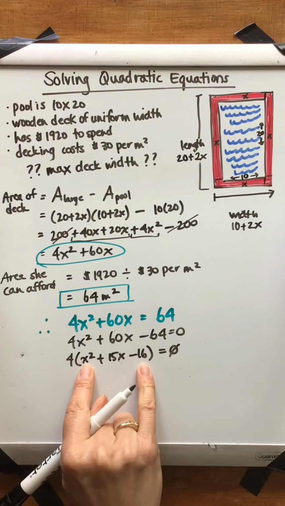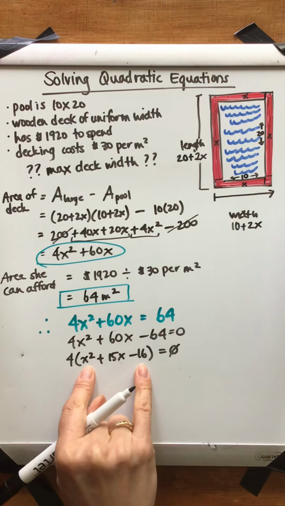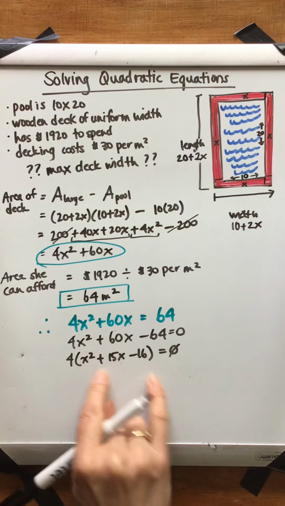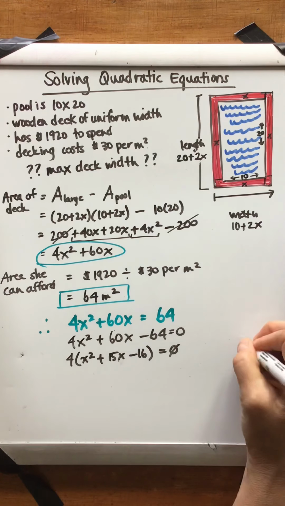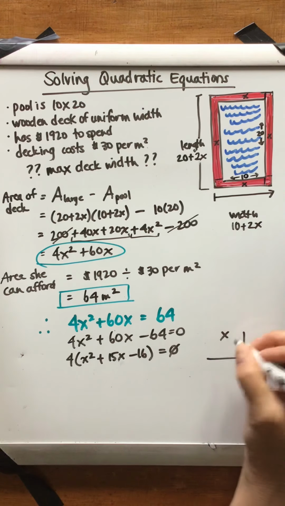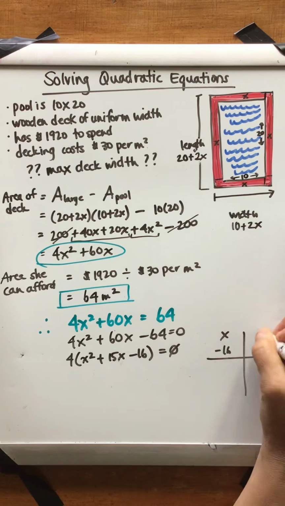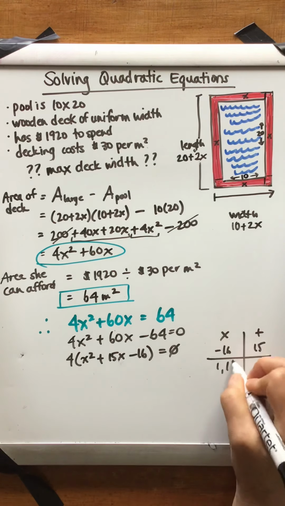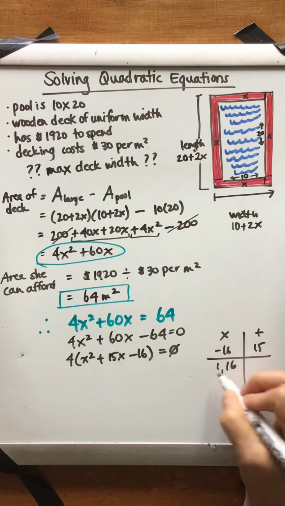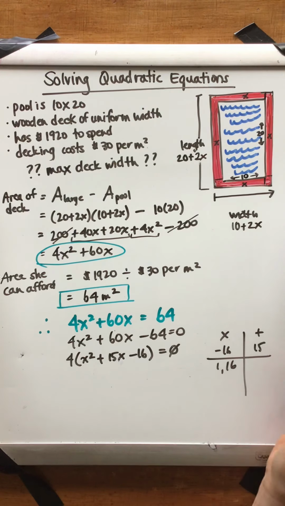We can factor this now. We need two numbers that multiply to give negative 16 and add to give positive 15. Can you think of what those two numbers would be? Multiply to give negative 16, add to give 15. Well, 1 and 16 look like they might be good candidates. Since they have to add to give a positive number, how about we let the little guy be the negative number? And there we go.